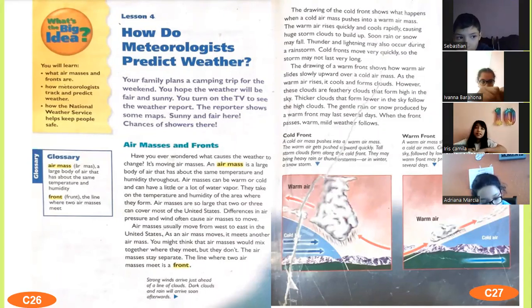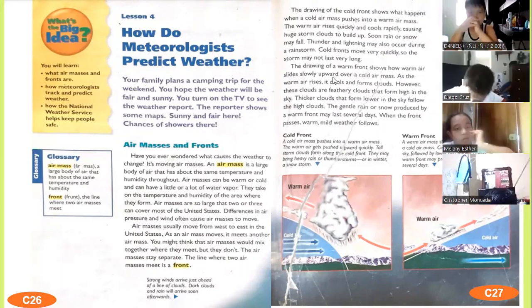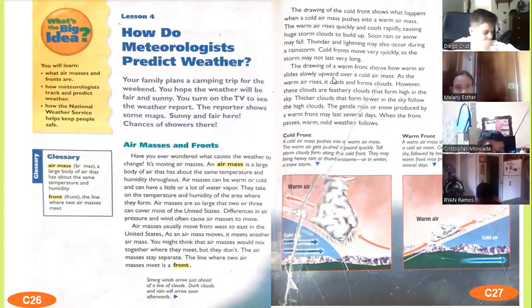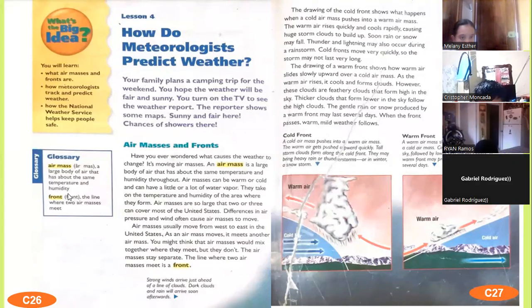Can you repeat what the air mass said? I didn't understand. What is an air mass and a front? That's what I'm trying to explain. An air mass is a large body of air that has about the same temperature and humidity.